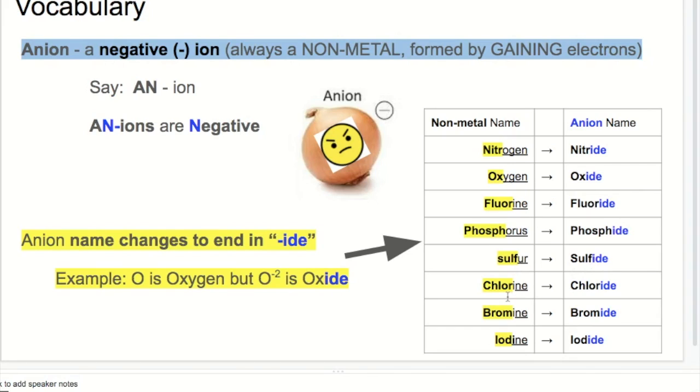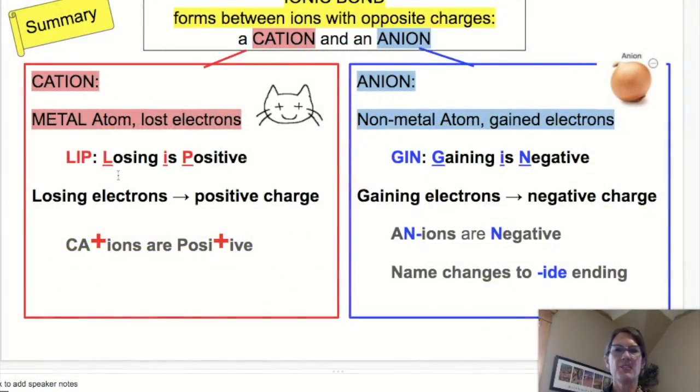Next, chlorine, chloride. Together, chlorine, chloride. Next, bromine, bromide. Together, bromine, bromide. Next, iodine, iodide. Together, iodine, iodide. So it's the same word, just with that "ide" ending there. This next slide shows a summary of pretty much everything we just went through.